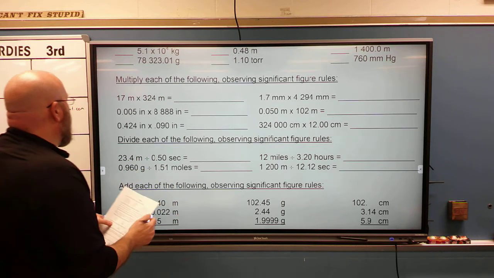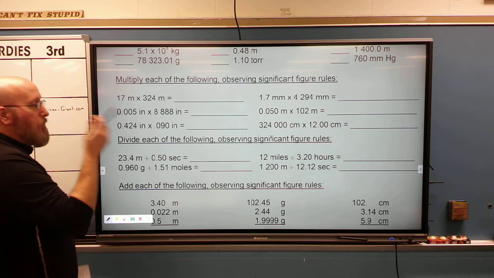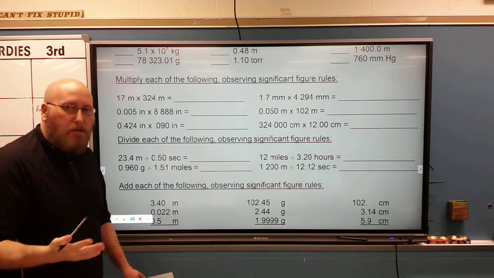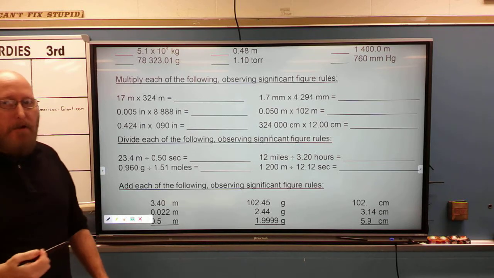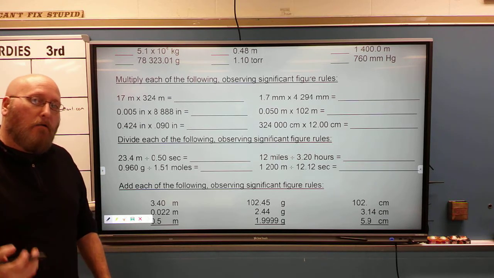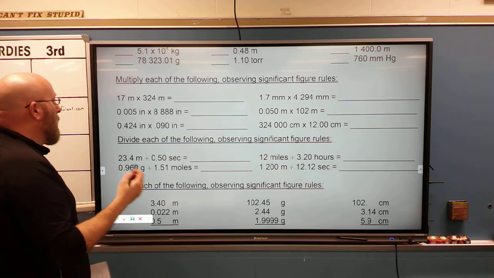Now, the first 6 up here are multiplication, okay? So again, if you're using a calculator, which most of you will, you'll just multiply these out, and then you'll have to convert to the significant figures based upon the rule: the one with the fewest sig figs in the equation is what you're going to use.